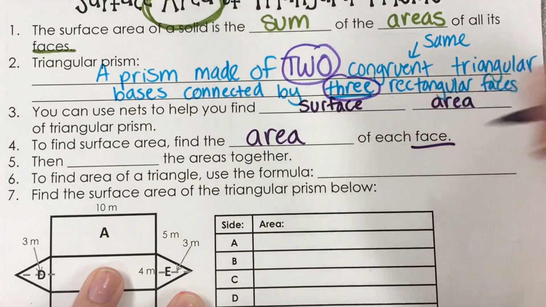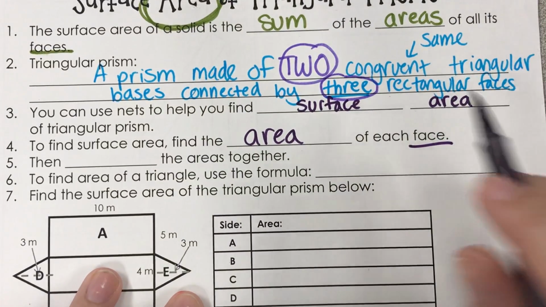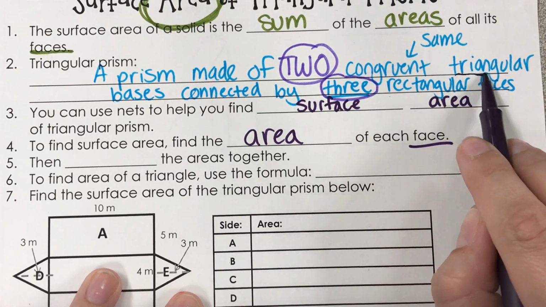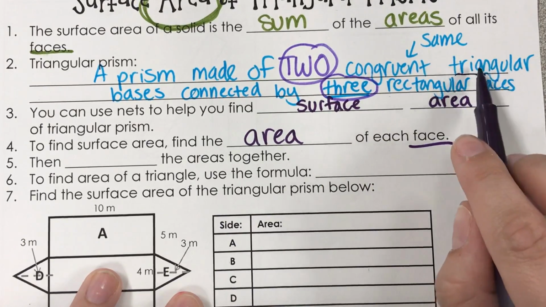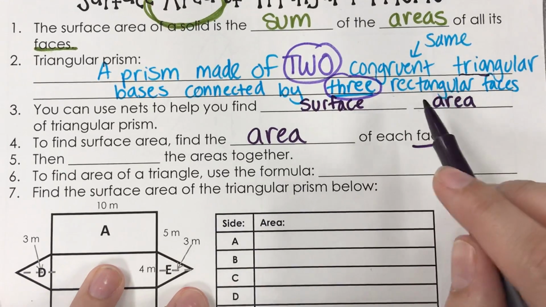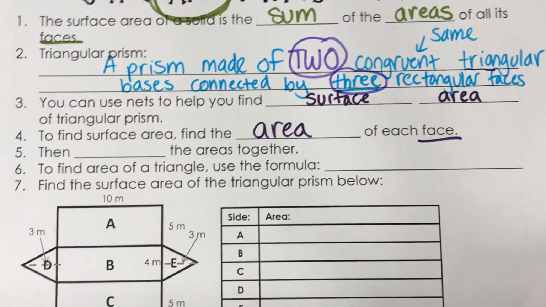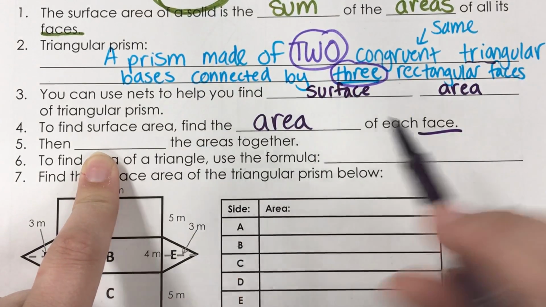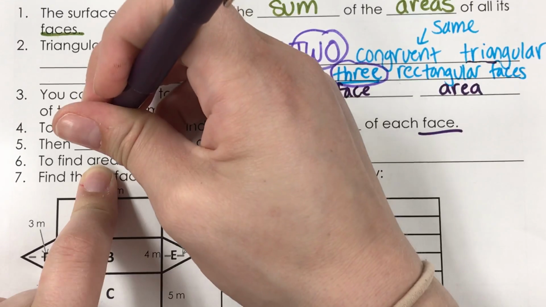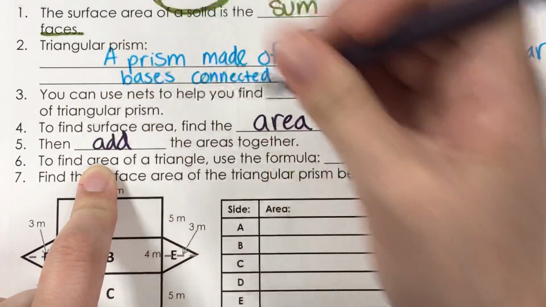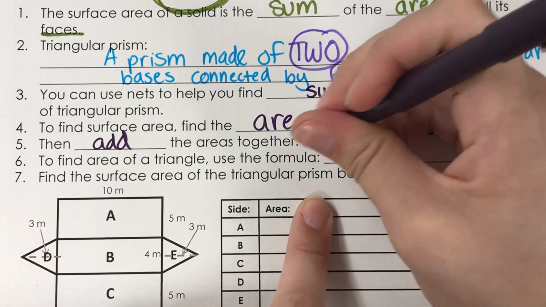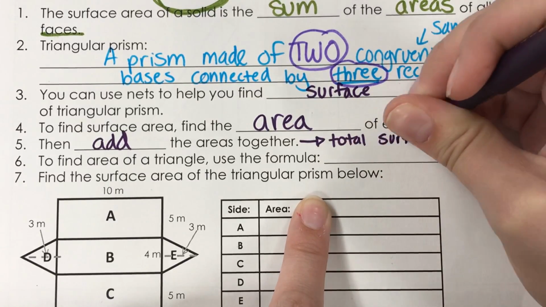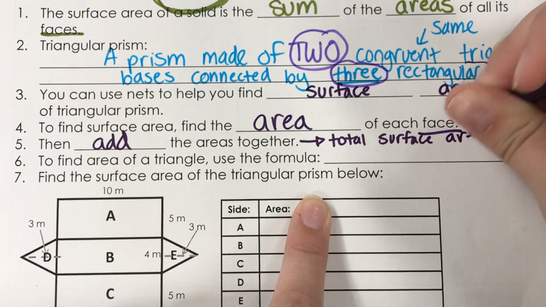To find the surface area, you need to find the area of each face, but here's the thing. Now, you're not only going to have rectangular faces, now you're going to also have 2 congruent triangular faces. Finding the area of a triangle is different than the area of a rectangle because a triangle is half of a parallelogram. On number 5, I'm going to say, after we find the area of each face, then you add them all up and find the total surface area.